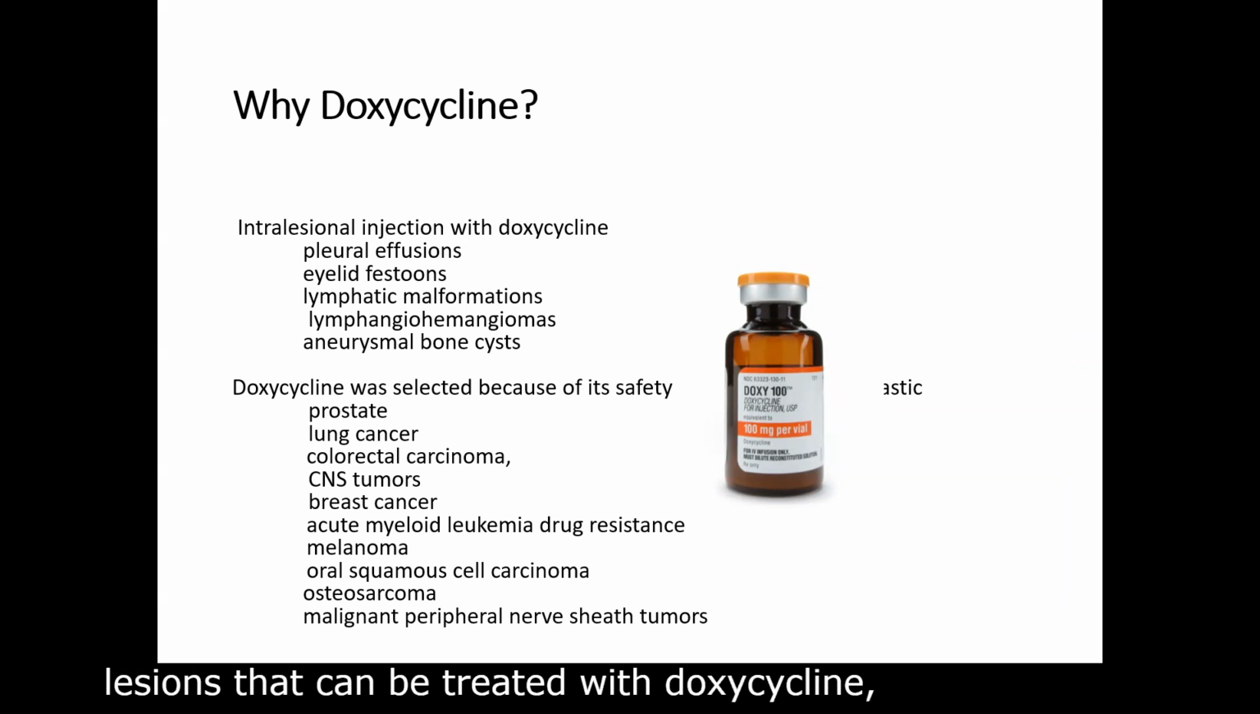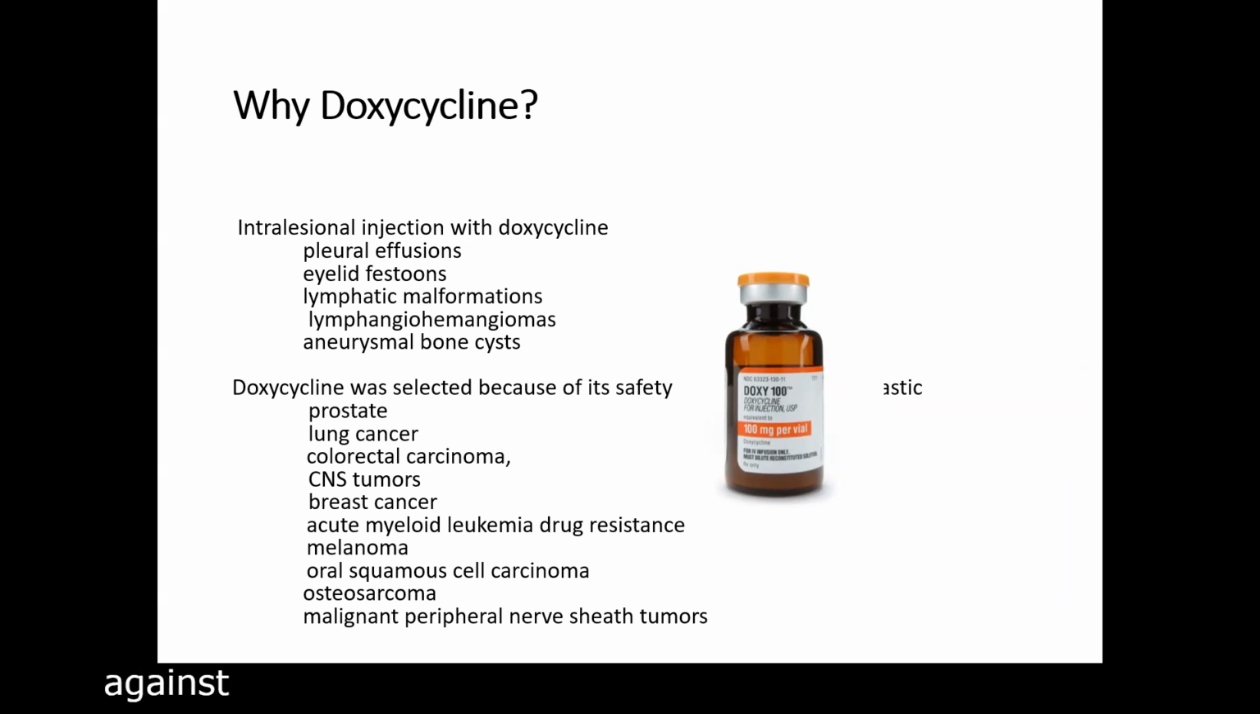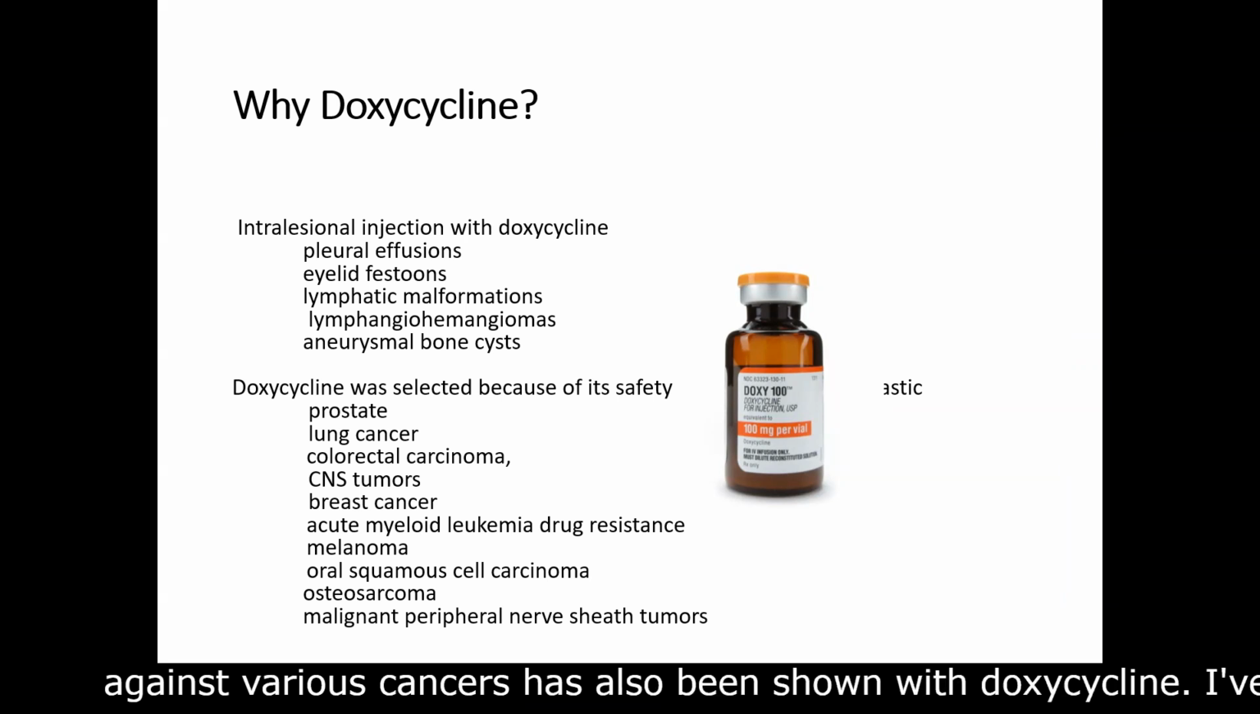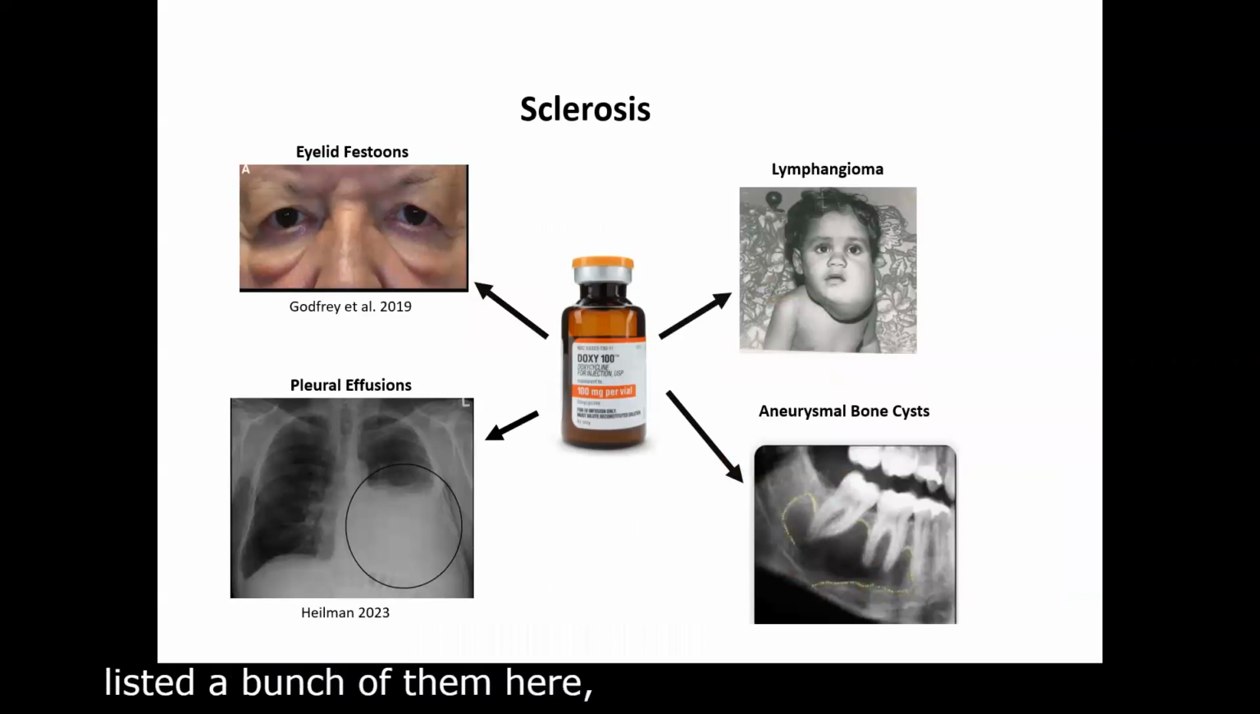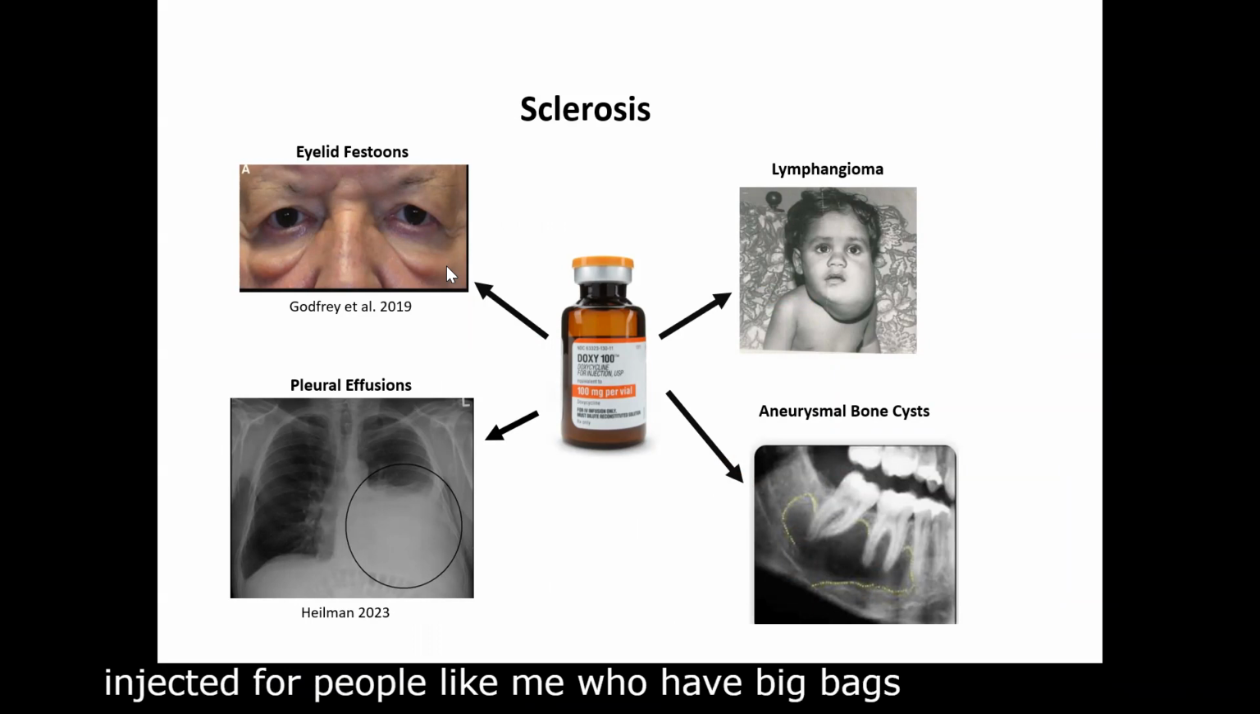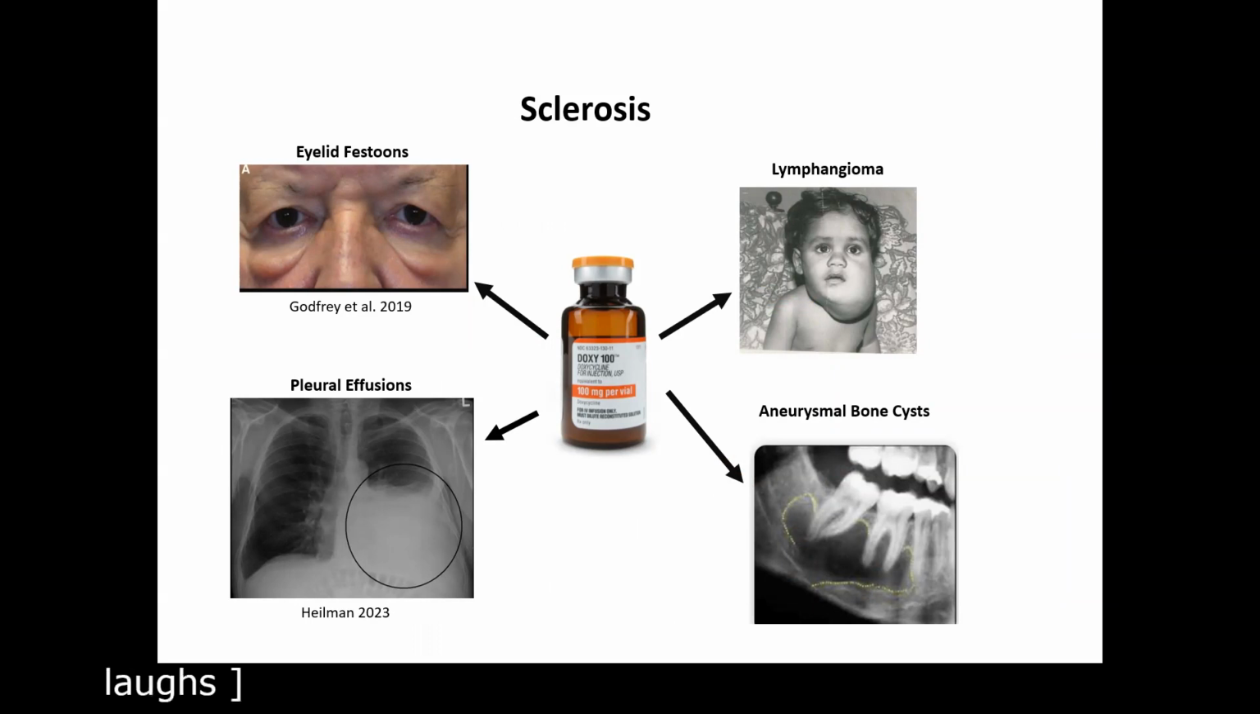And some activity against various cancers has also been shown with doxycycline. I've listed a bunch of them here. But interestingly, doxycycline can be injected for people like me who have big bags under their eyes. You can inject it and it helps them to sclerose.